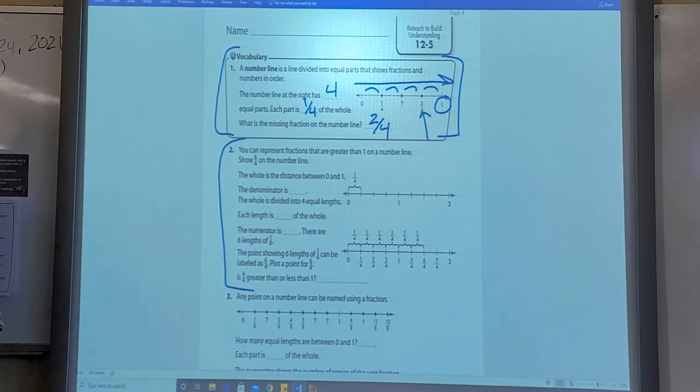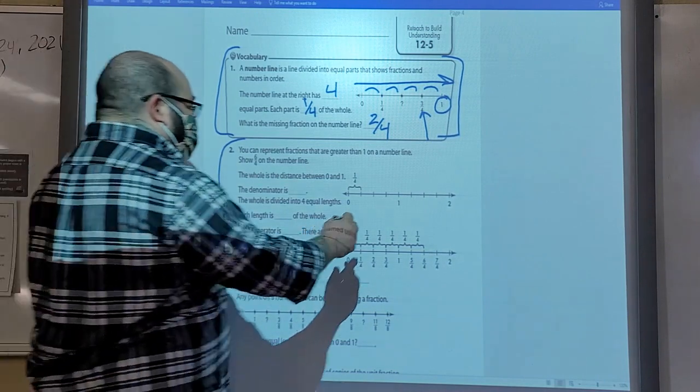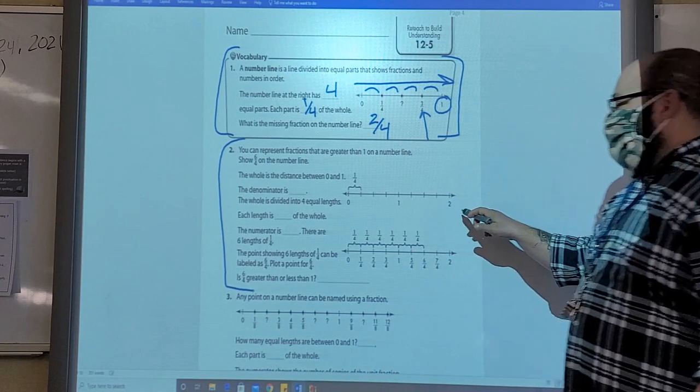That means you need to read the whole thing to make sure that you're not missing anything. Right? Look for hints. Look for the denominator. Remember that the denominator tells you how many parts the whole is cut into. Also, look at this. I'm going to give you a little hint. There are two whole numbers here.